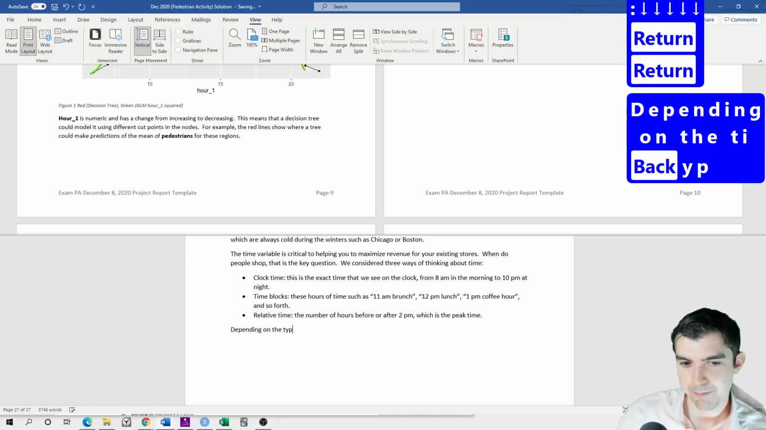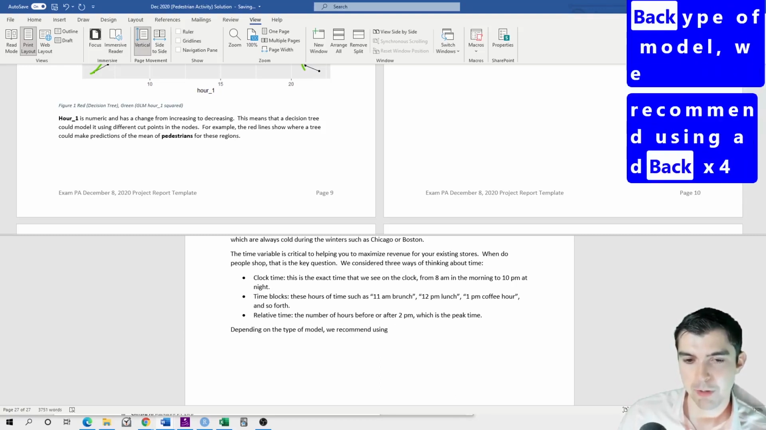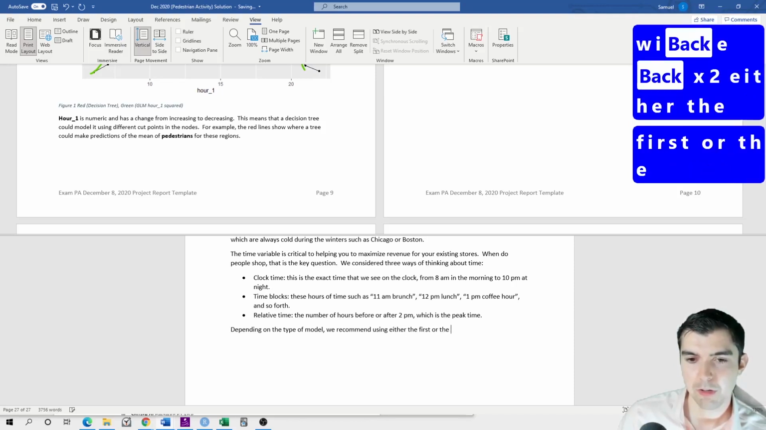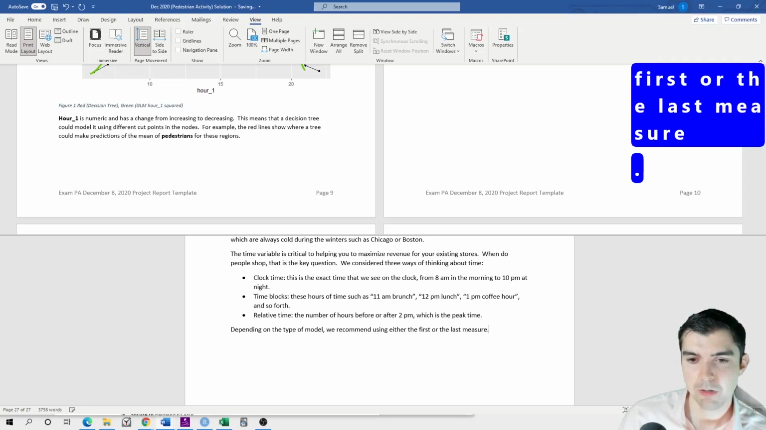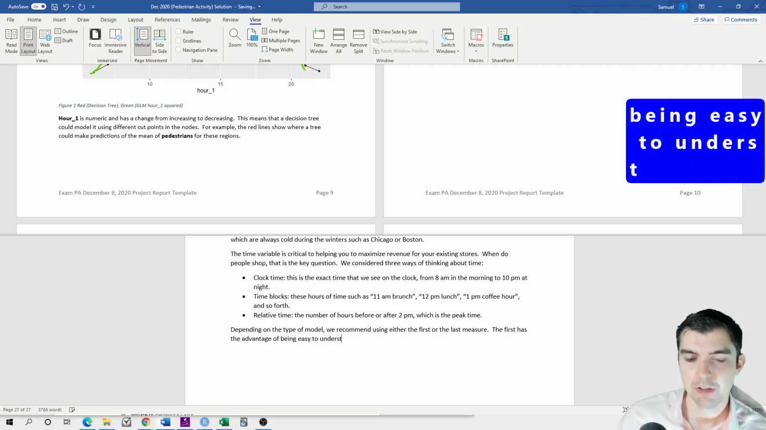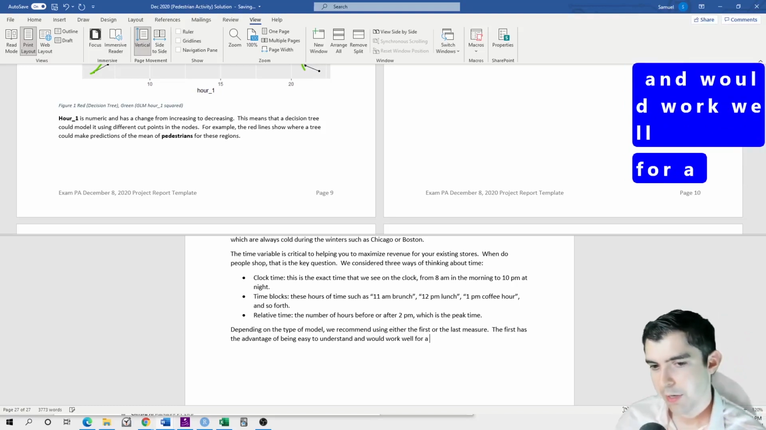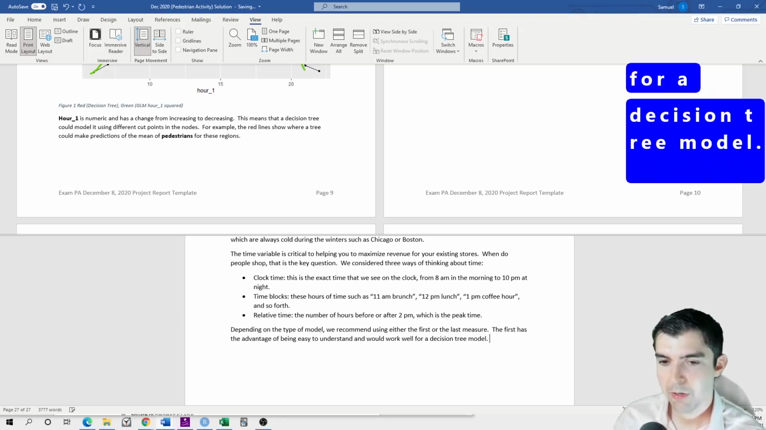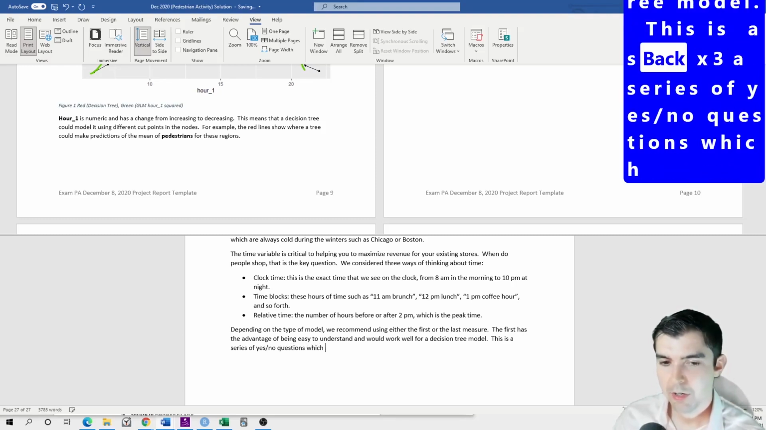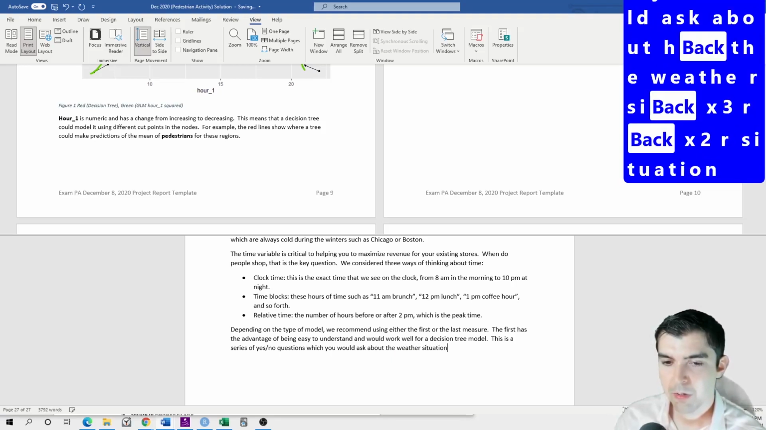Depending on the type of model, we recommend using either the first or the last measure. The first has the advantage of being easy to understand and would work well for a decision tree model. This is a series of yes/no questions, which you would ask about the weather situation and day of week.